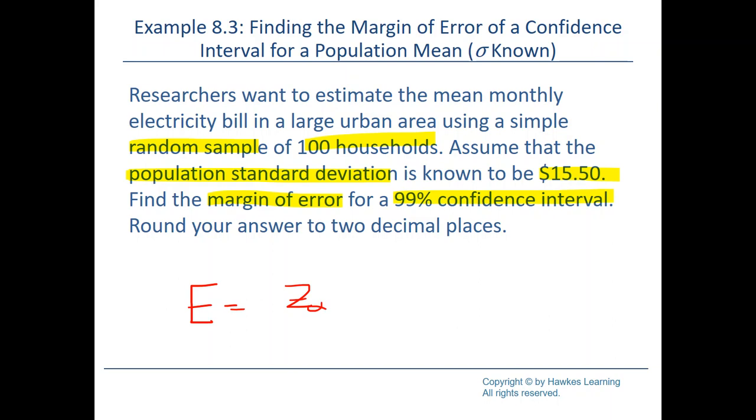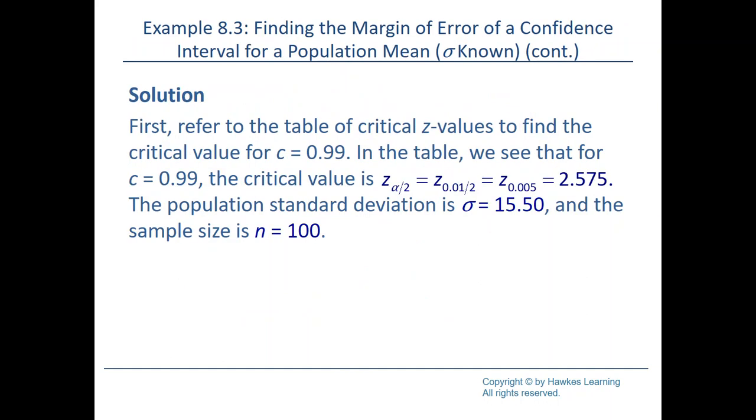Okay, so knowing all of that information, remind yourself that to get that margin of error, we're going to have to get our Z alpha over 2 times our population standard deviation divided by the square root of n. So the first thing to get that Z alpha over 2, first of all, we have to remember what our C is. Our C was 99%, so 0.99, which means our alpha is going to be 0.01.